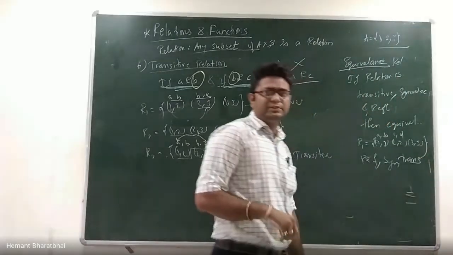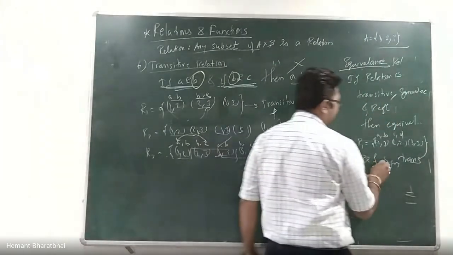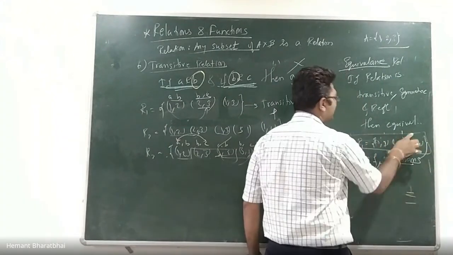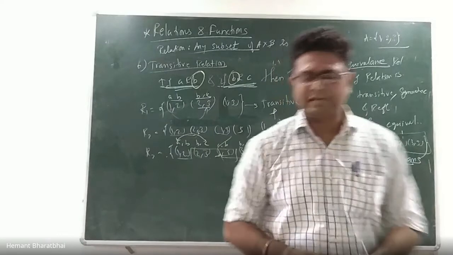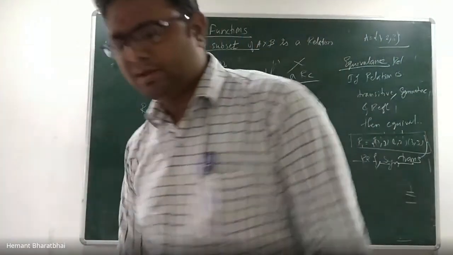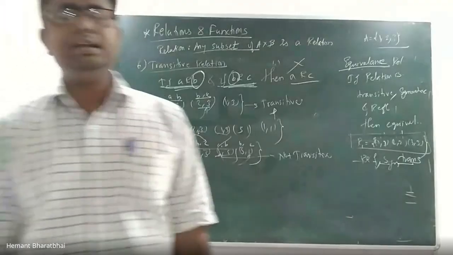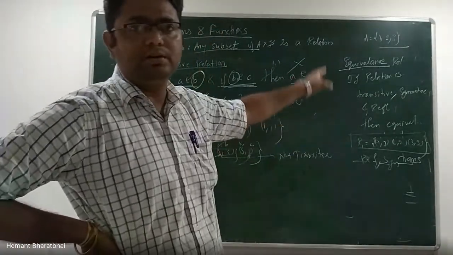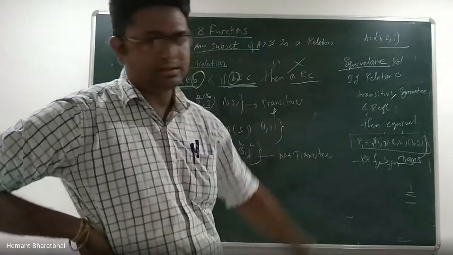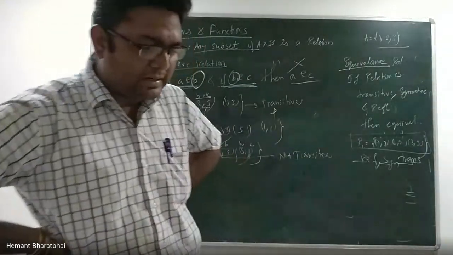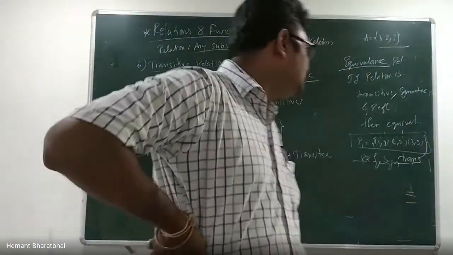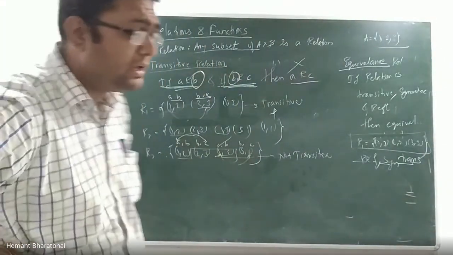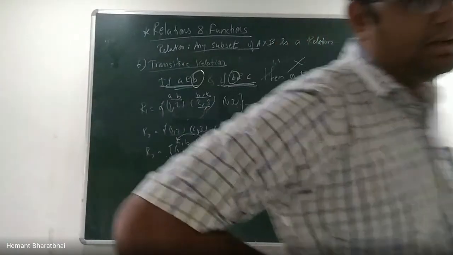So if a relation is reflexive, symmetric, and transitive, then it is an equivalence relation. Hence, this relation which I have written, 1 1, 2 2, 3 3, is an equivalence relation. Why? Because it is reflexive also, symmetric also, and transitive also. Is that clear? So today we started with this relations chapter and we have seen the definition. In the next lecture, we will start with the numericals.